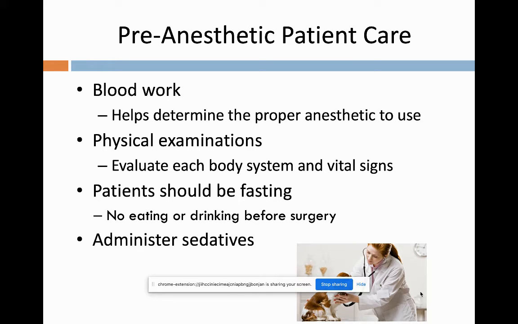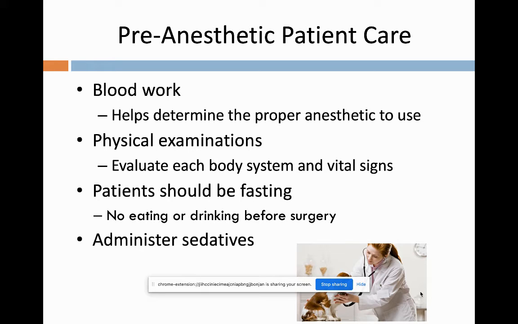In the preparation for the surgery itself, pre-anesthetic patient care, we'll look at the blood work. That's to help us to determine the proper anesthetic that may be required in the situation. What's the physical ability and limitations of the animal for the surgery? It would be in the physical examination.